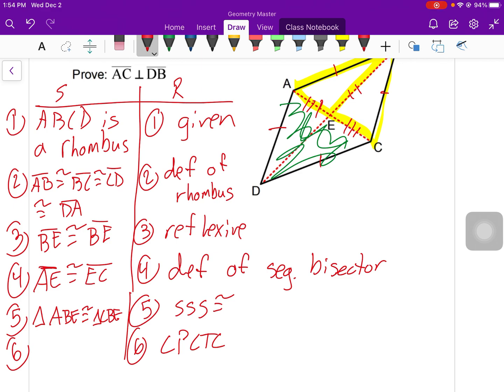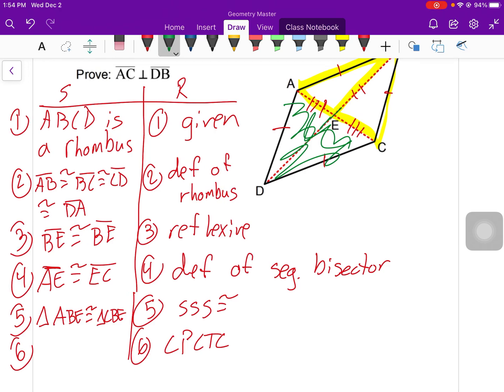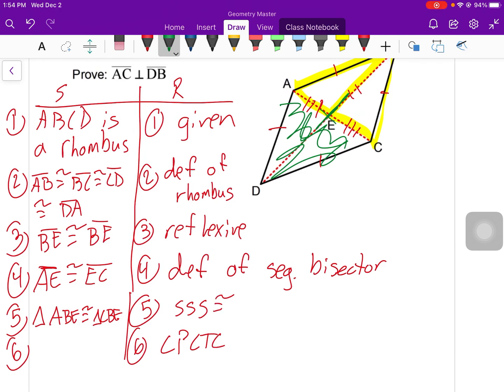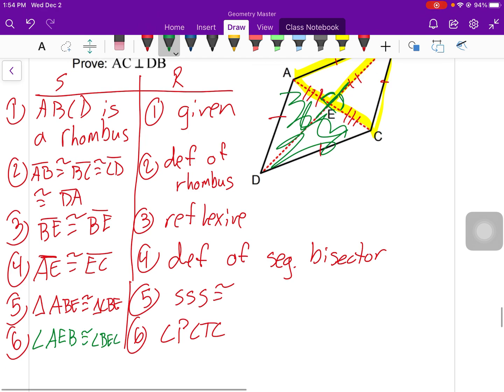Now the part that I care about, I'm wanting to show that these diagonals are perpendicular. That's my goal. Well, that means I need to know stuff about these angles at where the diagonals intersect each other. So the angles I care about are those ones. So I'm going to say that angle AEB is congruent to angle BEC by CPCTC.